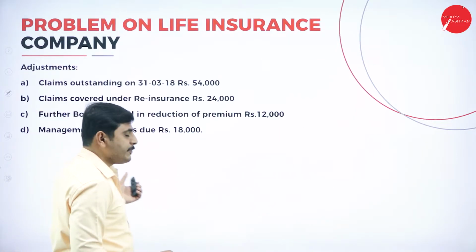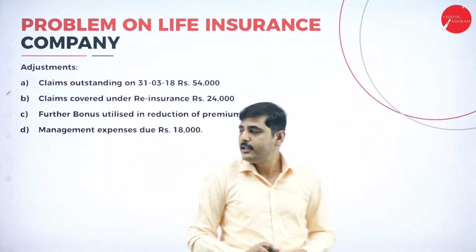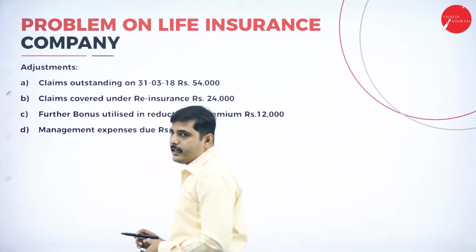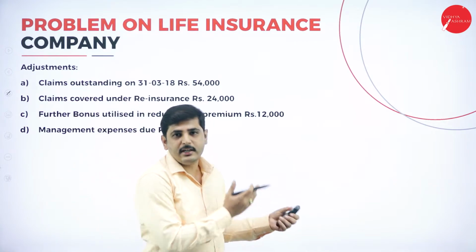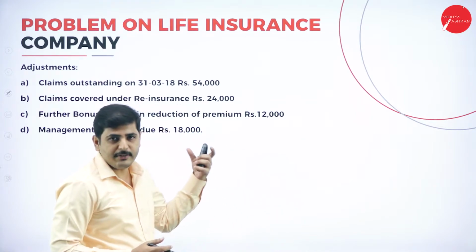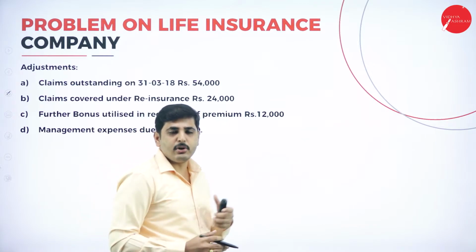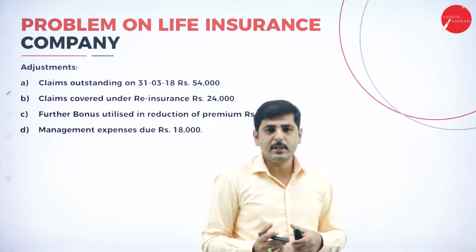Now, let's go to the adjustments. We have 4 adjustments here. Let's look at the first one, claims outstanding. It's the current year claims outstanding. Any outstanding of the current year, add to the claims. Schedule number 4, benefits paid, add to the claims. Again, show it in the current liability, schedule number 13.